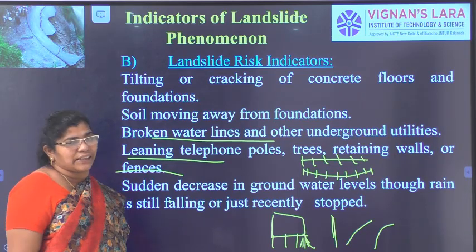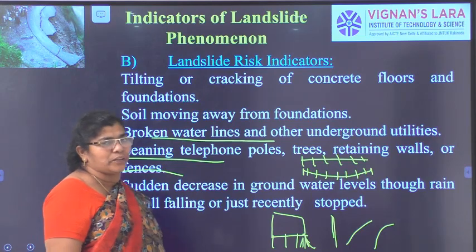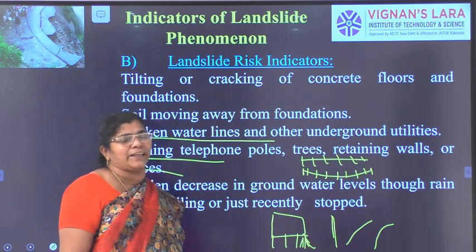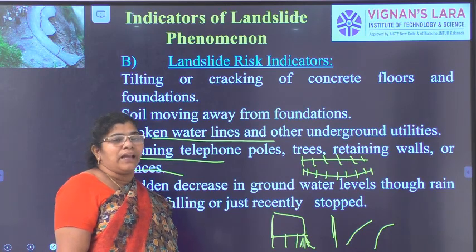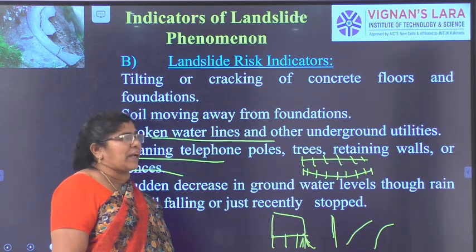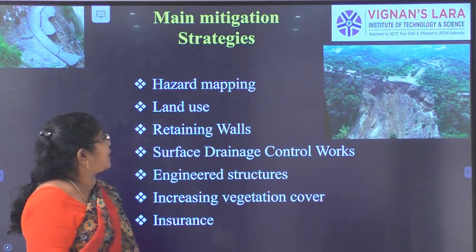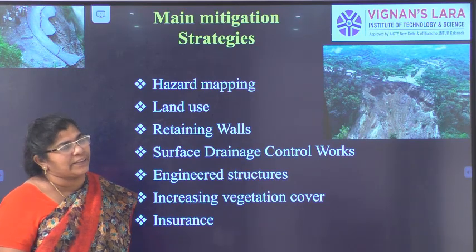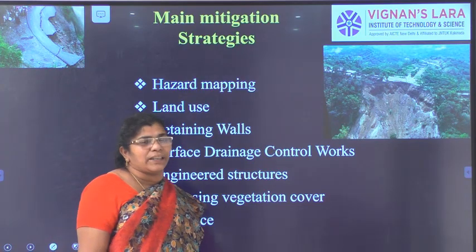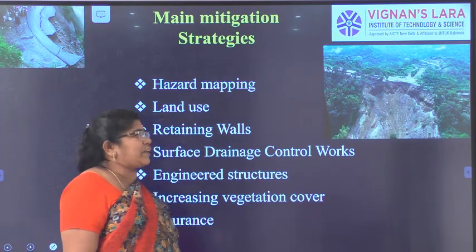Okay? So when the groundwater level is going up and down, if there is a sudden fall in the groundwater, then I can know there is a movement in the underground water level, which can mean there will be a landslide. So now we will go in for the mitigation strategies. What is mitigation? What are the measures that we are going to take, right?